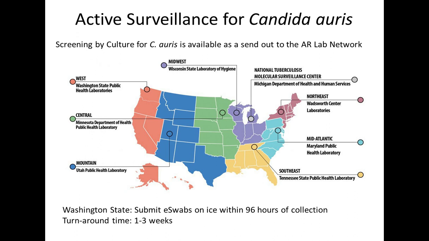So right now, screening by culture-based methods is available as a send-out to the AR lab network. The AR lab network is a series of labs in the LRN. On the West Coast, our laboratory is the Washington State Public Health Lab. In this setting, if there's screening of a high-risk patient, you can send that sample to Washington State. You submit the eSwabs on ice within 96 hours of collection, and they will culture to figure out whether there's any Candida auris in there. This is a fantastic service and is available to any clinical laboratories within that region. Part of the challenge of this service, though, is that it's a 1 to 3 week turnaround time.